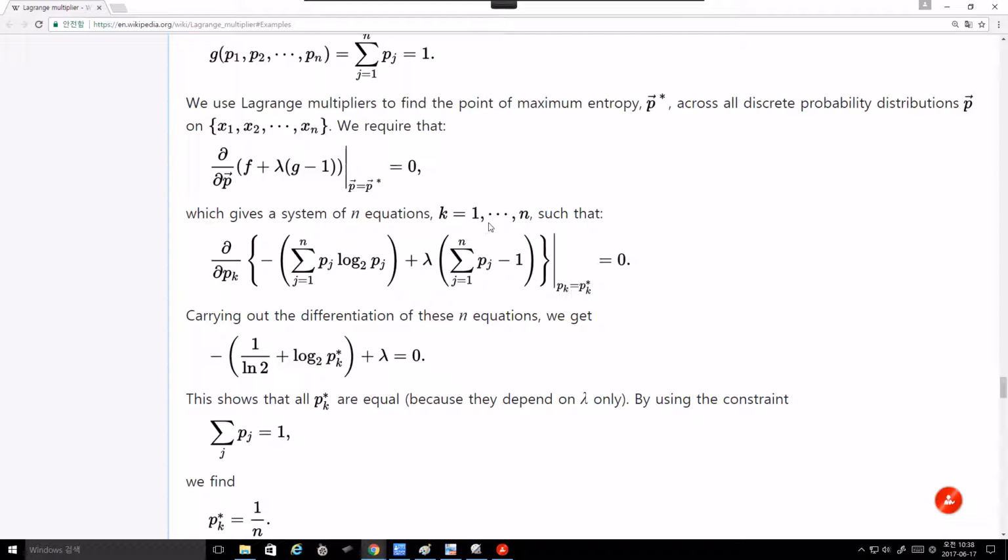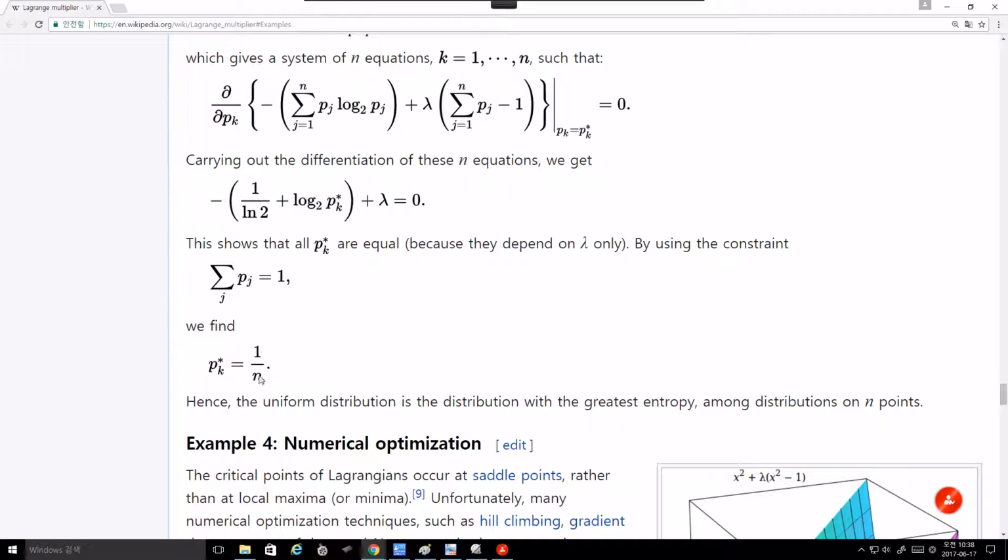The p are all the same. Well, they should sum to 1, and because they are all the same, they should be 1 over n. Hence the uniform distribution is the distribution with the greatest entropy among distributions over n points.